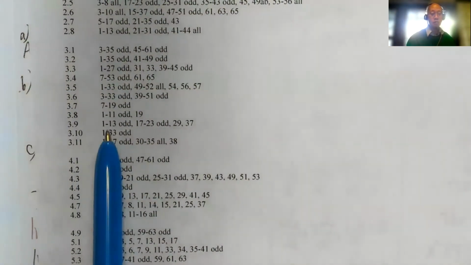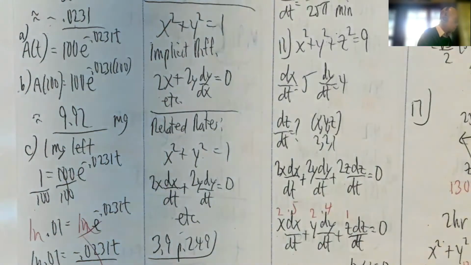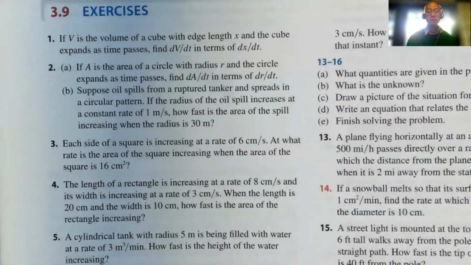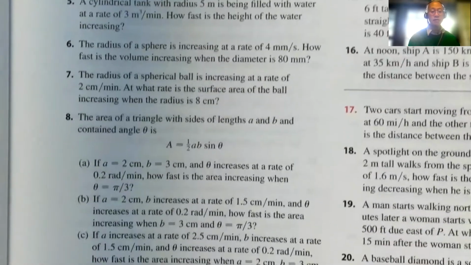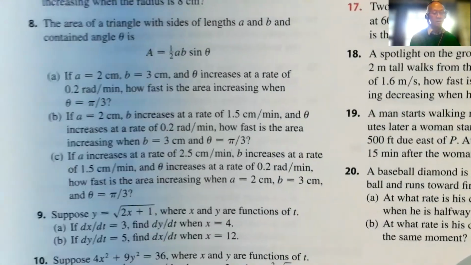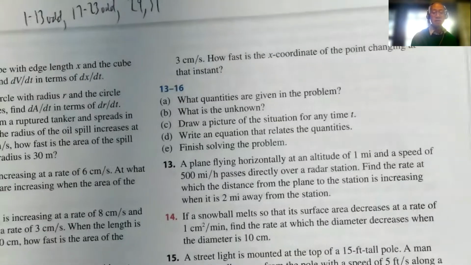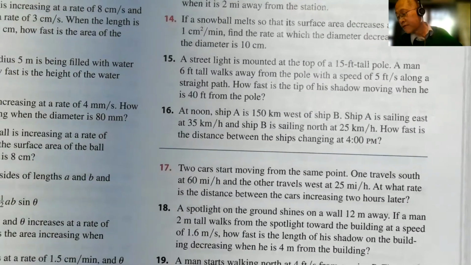We have to do 1 to 13, 17 to 23, 29 and 37. So let me go ahead and try to show you this. It's on page 249. So that's up until about 5, 7, 9, 11, 13, 17. You didn't have to do 15, I believe.